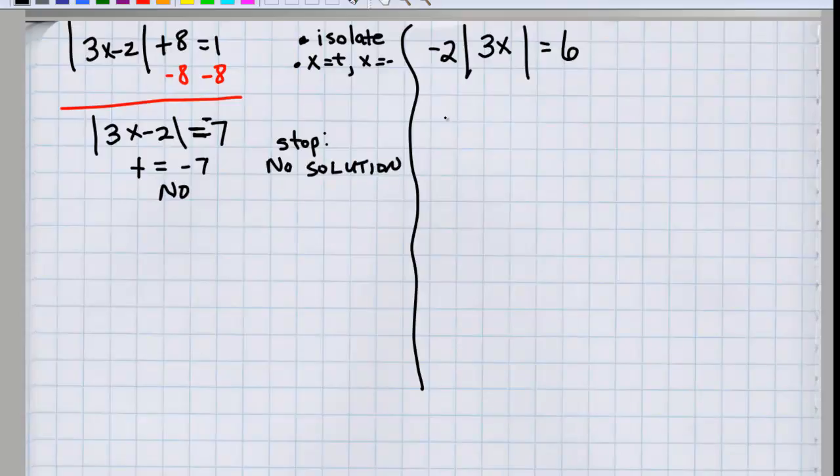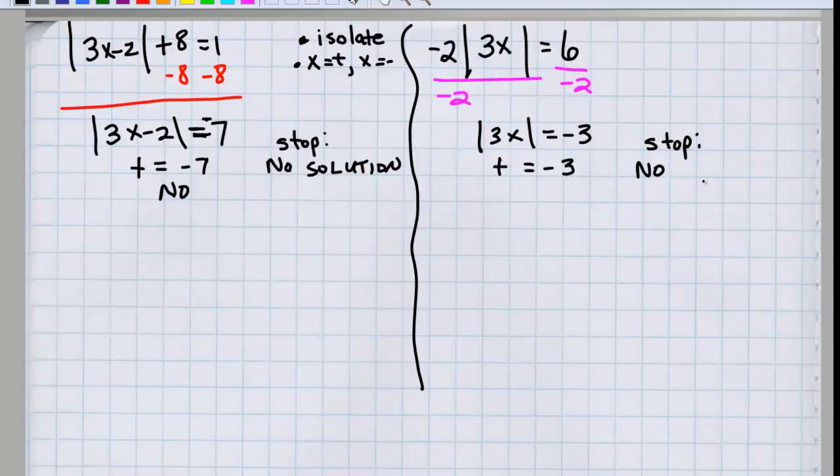Let's look at the next problem. I need to isolate by dividing everything by negative 2. And here I have the absolute value of 3x equal to negative 3. Again, I can stop because it is not possible for an absolute value to ever equal a negative number.